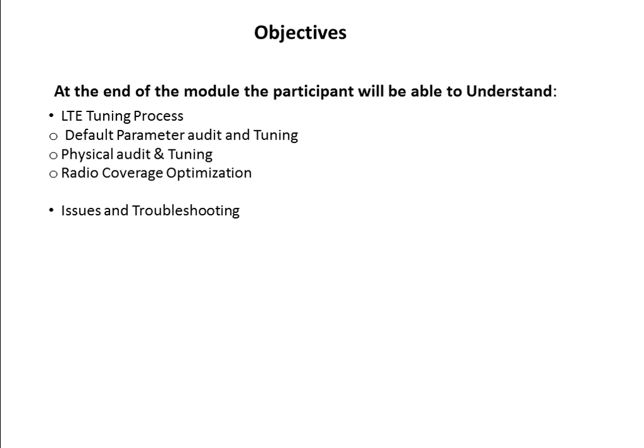So the target for this chapter is to cover the LTE tuning process. We would see what are the various parameters for LTE, basic parameters for LTE, and various approaches for the tuning of the parameters. And we would also be discussing a little bit about the physical audit and physical configuration audit of the site and the basic physical tuning requirements. We would also be discussing the radio coverage optimization part of it, and we will be discussing the issues and troubleshooting of the LTE networks.